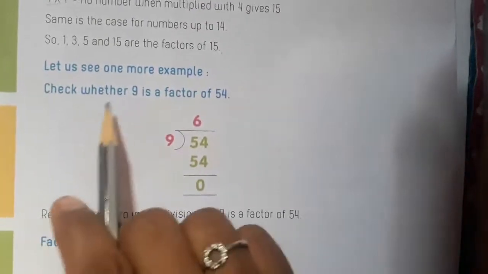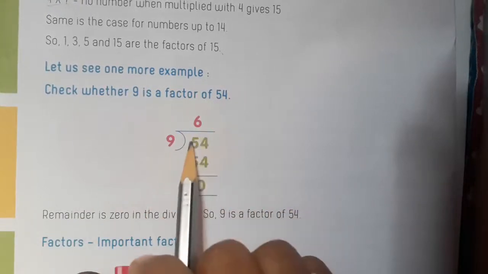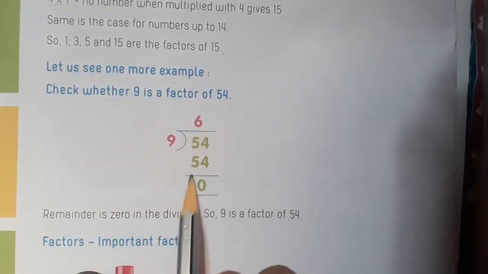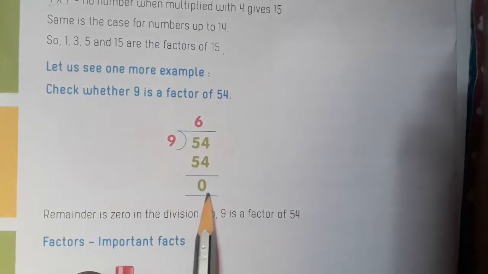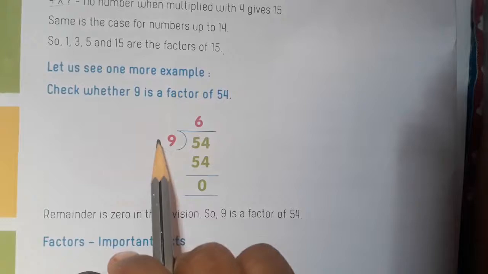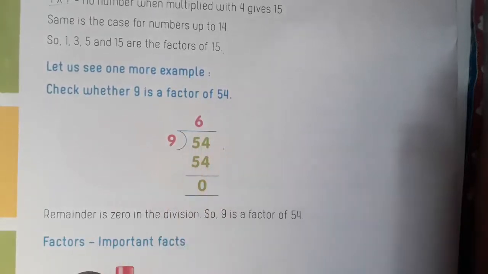Check whether 9 is a factor of 54 or not. See, 54 divided by 9. 9 6s are 54. 54 minus 54, 0. So, the remainder is 0 in the division. So, 9 is a factor of 54.